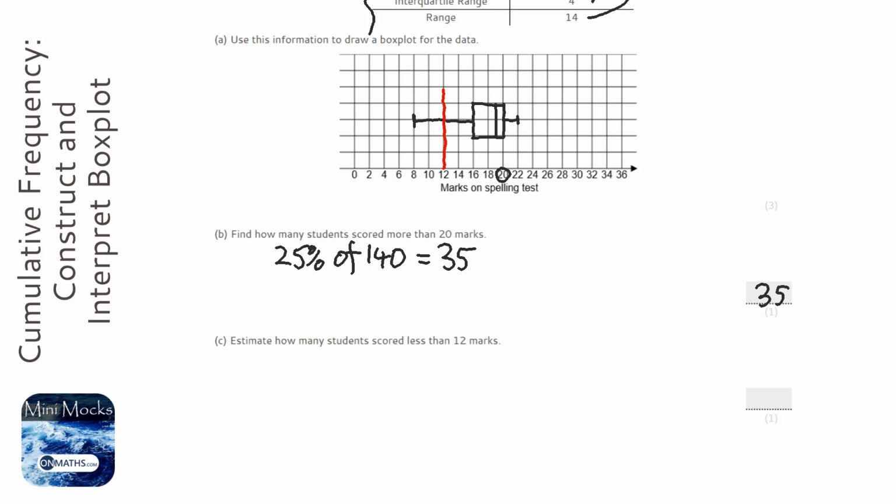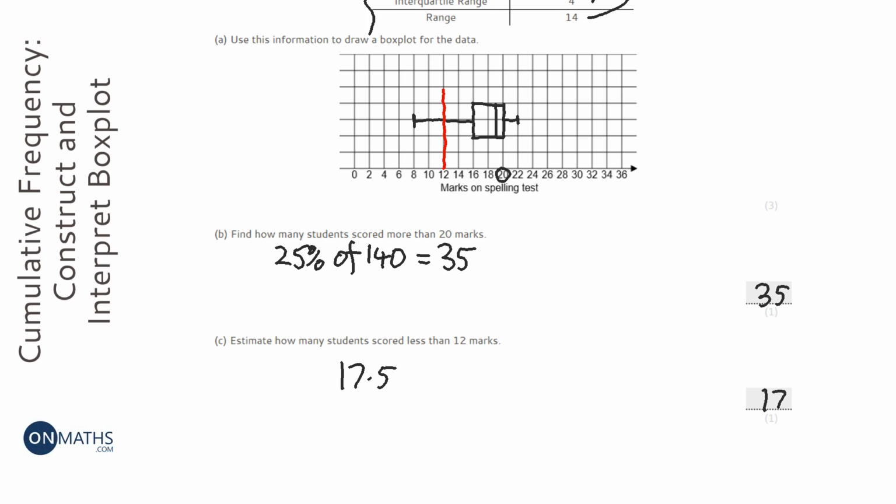Now we can't really say 17.5. That doesn't make much sense. So on this question, I would expect that you could either write 17 students or 18 students. And what am I going to say? I'm going to say 17 students. It doesn't actually matter which one you write down, because you've shown that it's 17.5. Well, you can't get half a student, so let's go for 17, or let's go for 18.